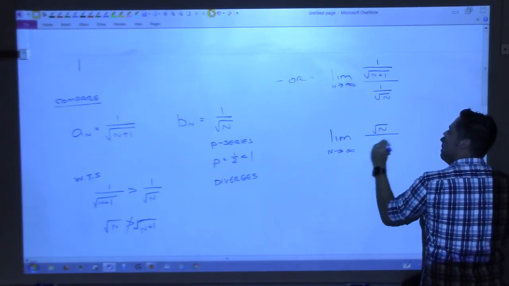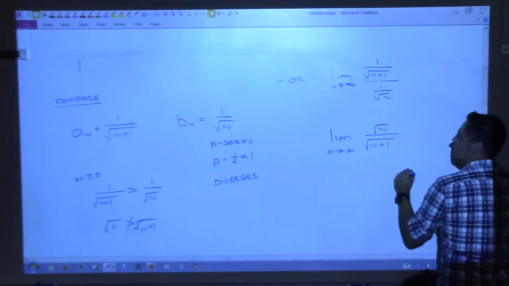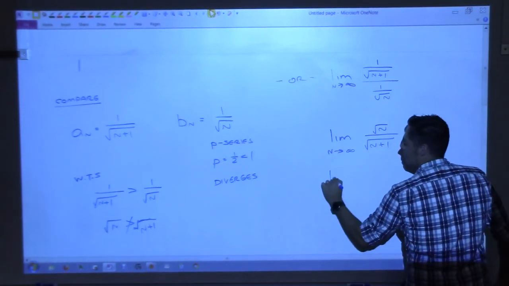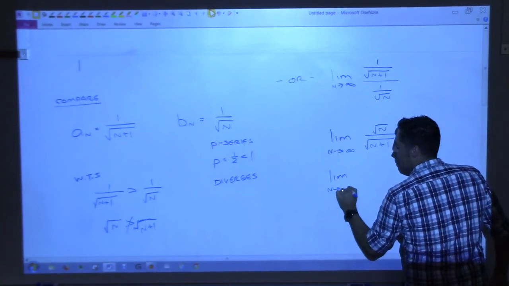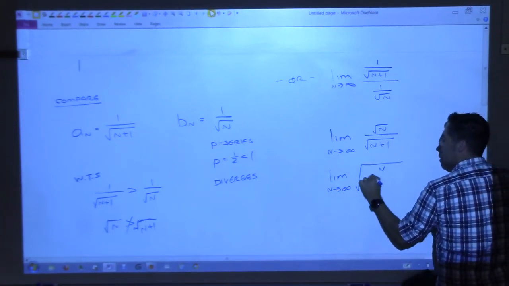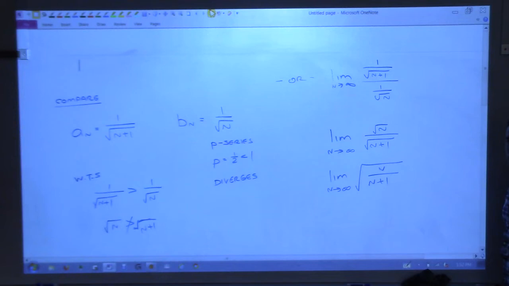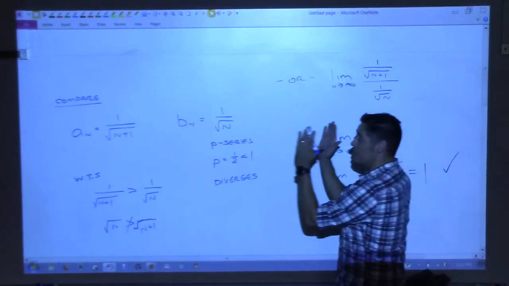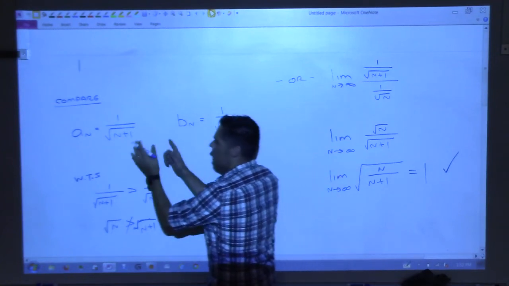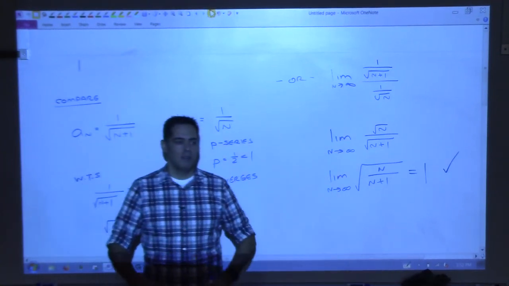Root n over root n plus 1, right? I'm flipping. Limit as n goes to infinity of root n over n plus 1, put them into one root again. And luckily for us, that's 1, right? And that's positive. It's a fixed number. If this turns out to be infinity, the test fails. So this is a positive constant. Check. So that means whatever this one does in a series, that one does, so it diverges. Which means what?